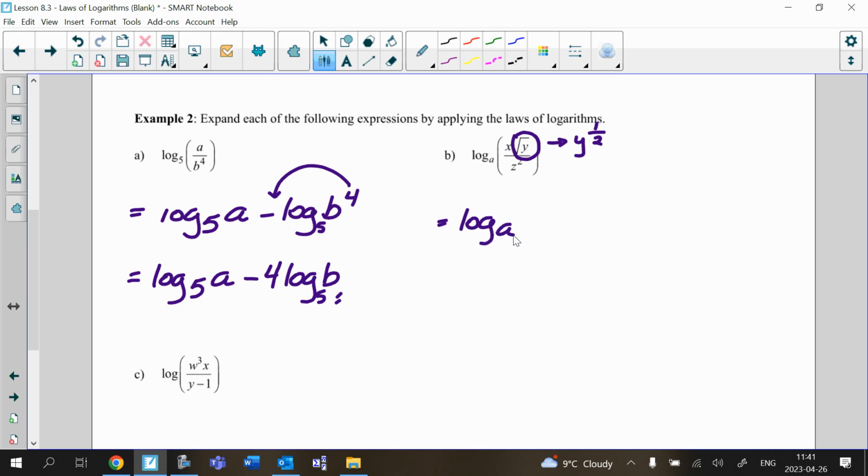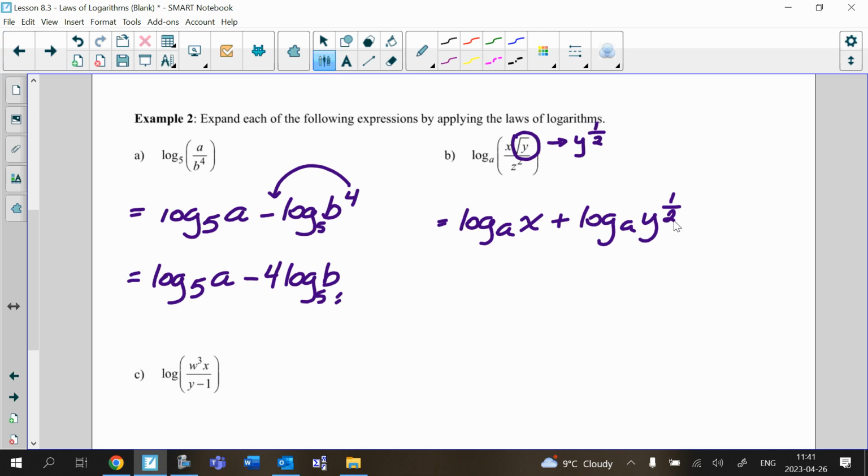And I'm dividing Z, that is Z squared, isn't it? Yeah. When I'm dividing Z squared, when I expand it out, that's the same as subtracting log base A of Z squared.